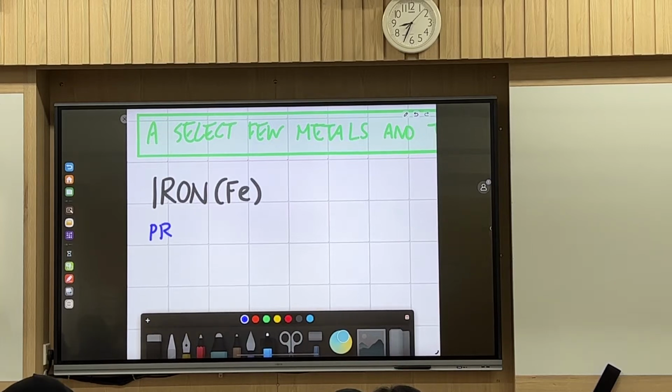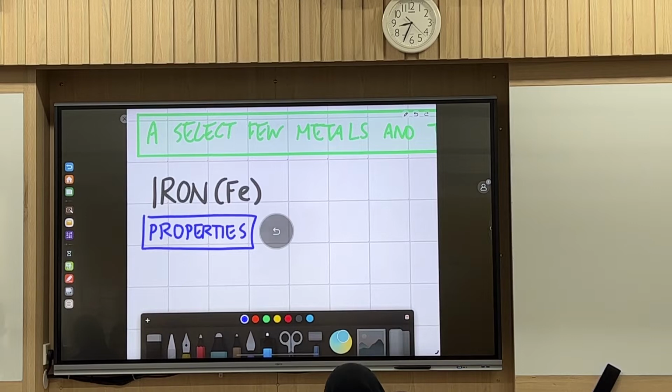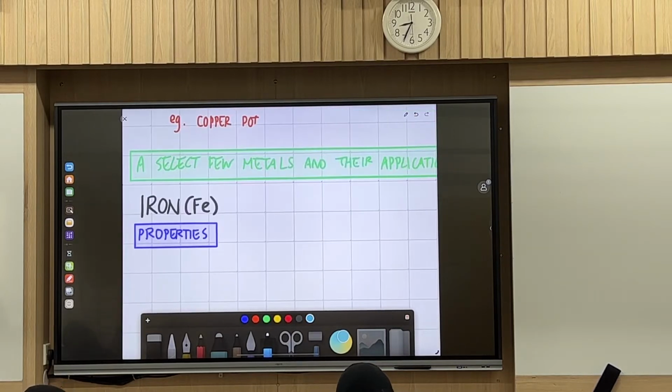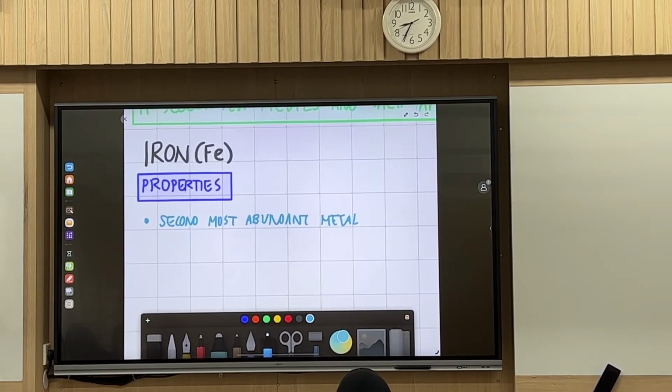Metal is somewhere in this classroom. It's aluminium. Okay, aluminium. So aluminium is the most abundant metal. Iron follows it. Iron is the second most abundant metal. So can you put down some properties of these select few metals? Okay, so we have iron, which is number one. You can put down second most abundant metal, which partly explains why it is used in so many different applications.